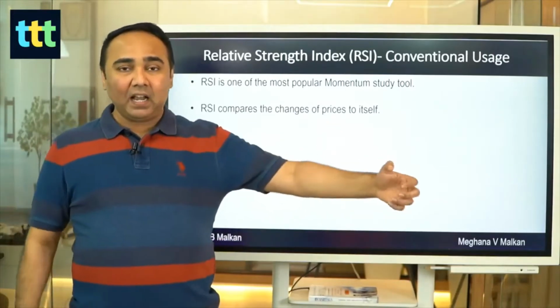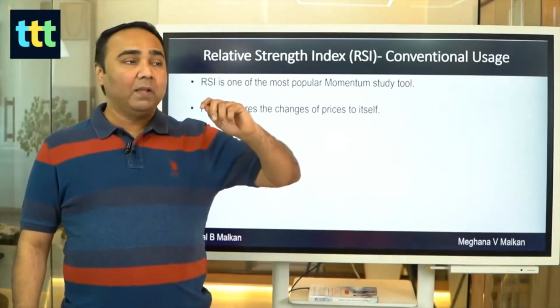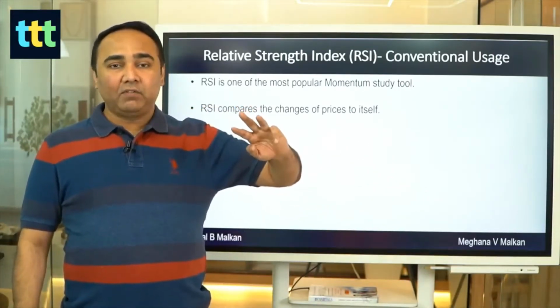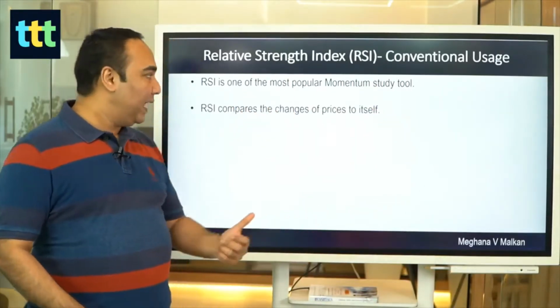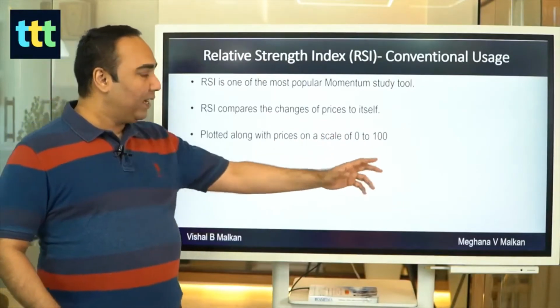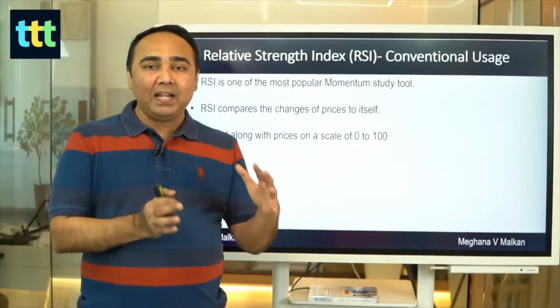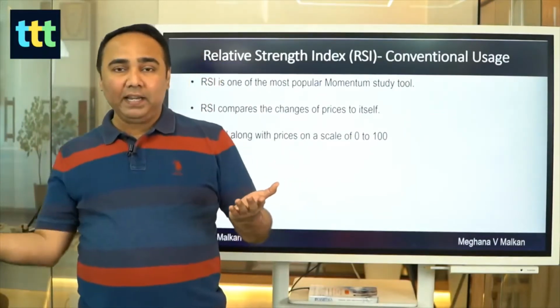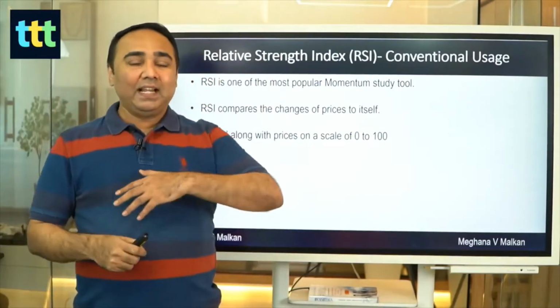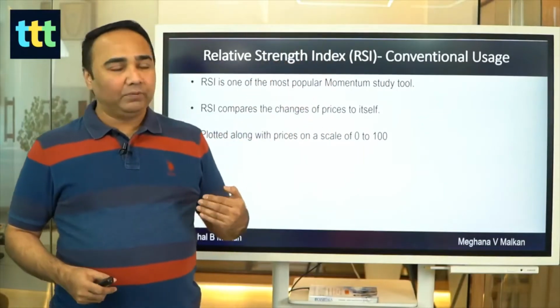In our basic episode on oscillators, we told you that there are three types of oscillator: price, volume, and breadth. So this is a price oscillator. Then it is plotted on a scale of 0 to 100, which means it's a banded oscillator. Like your speedometer, which is 0 to 240 or 360, it doesn't go above 100, it doesn't go below 0.